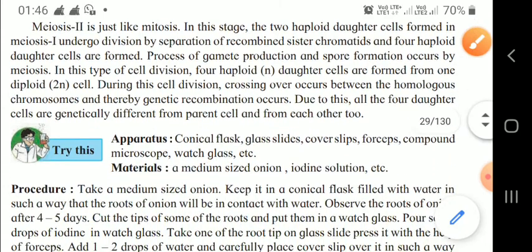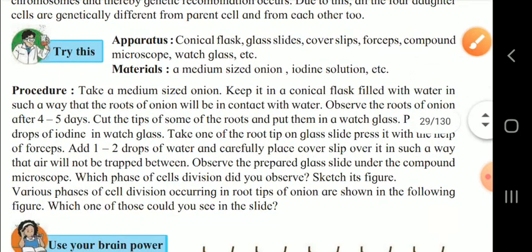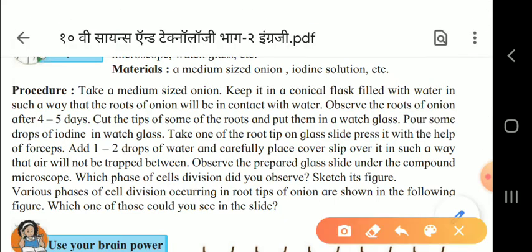Now we'll see here how we can prepare a slide of onion. You have to take a medium size onion. It is kept in the conical flask, and you have to keep this onion in such a way so that the roots of the onion should be in contact with the water. Observe the root of the onion.